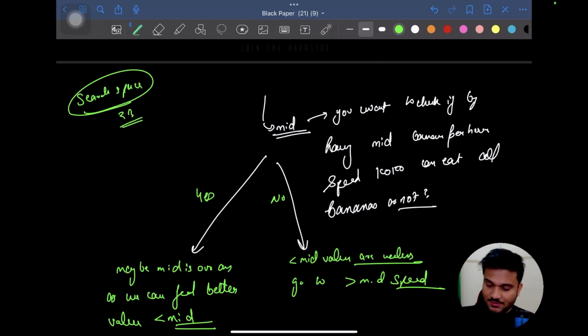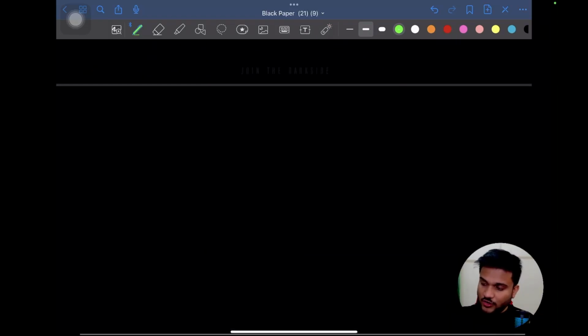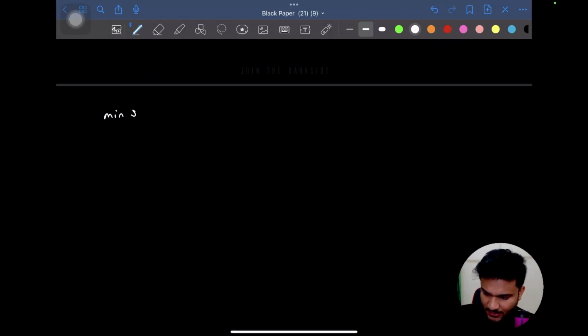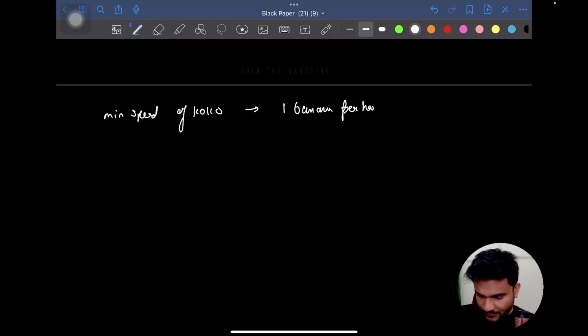What should be the search space? Now, what is the minimum speed that Coco can get? Minimum speed of Coco can be 1 banana per hour, right? Minimum speed of Coco will be 1 banana per hour. And what will be the maximum speed?